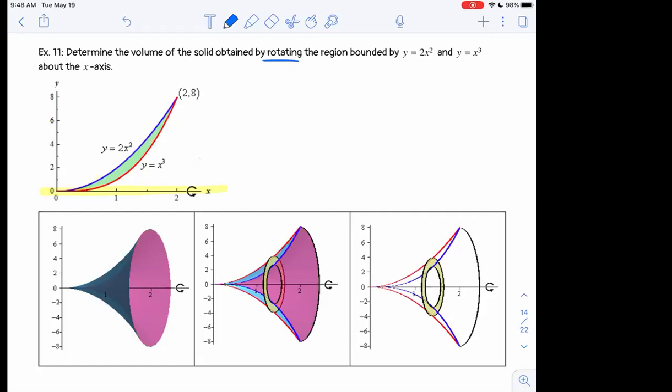Y equals 2x squared is the bigger R. Yeah, what's your reasoning there? Because it's further away from the axis of revolution. Yeah, so if I draw a line from the blue curve straight down to the axis of revolution, I have to go past the red curve to get there. And so that means that one is further away, and therefore it's going to be our big radius.